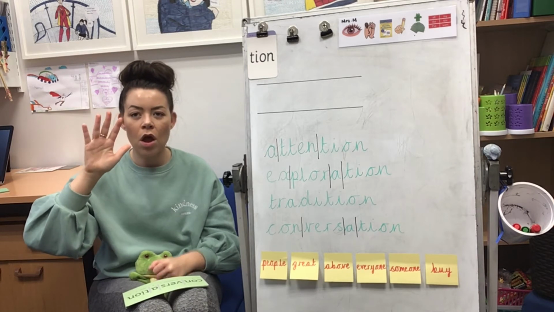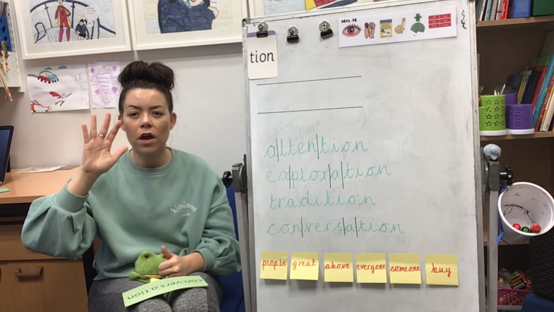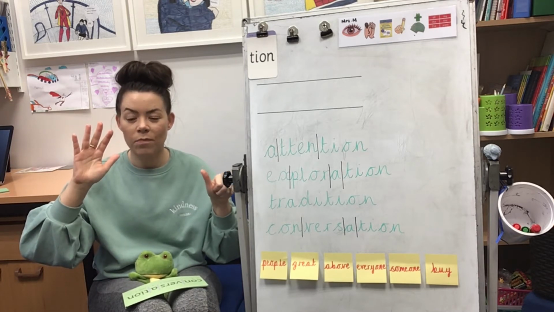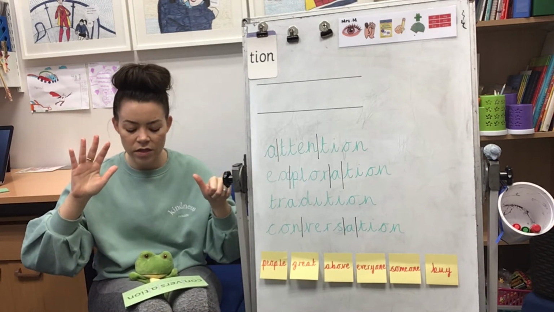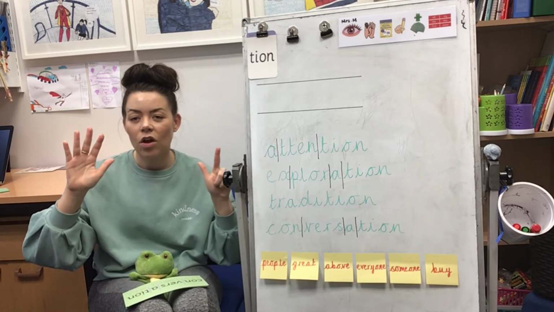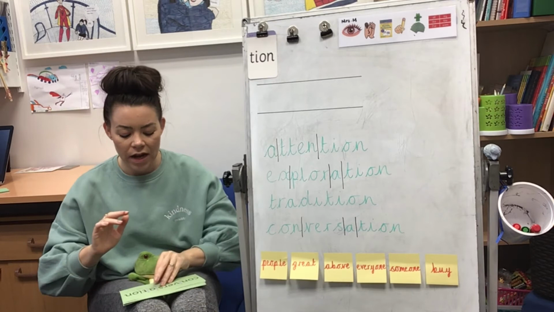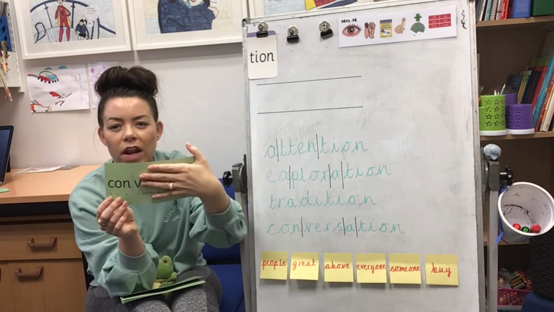V, s, verse. So we've got con, verse, a, conversation, and the last one is shun. Okay, let's look at it. So let's look at the first chunk.